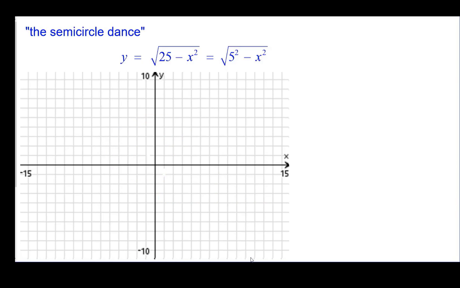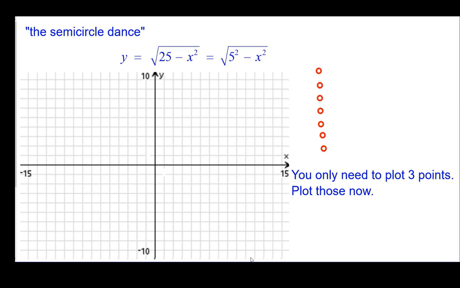So the semicircle dance: you really only need 3 points to make a semicircle. So go ahead and plot those now. Okay, so 5, 0; 0, 5; and negative 5, 0. Those are the easy points to plot. The radius is 5.